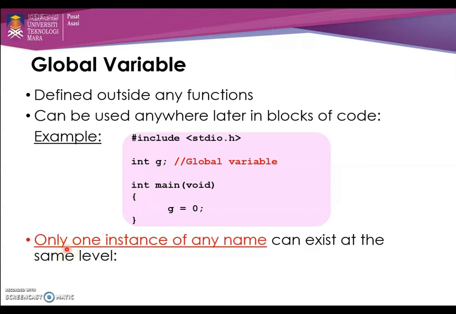In a global variable, only one instance of any name can exist at the same level. For example, integer A declared twice is illegal because you are having the same name in the same area.